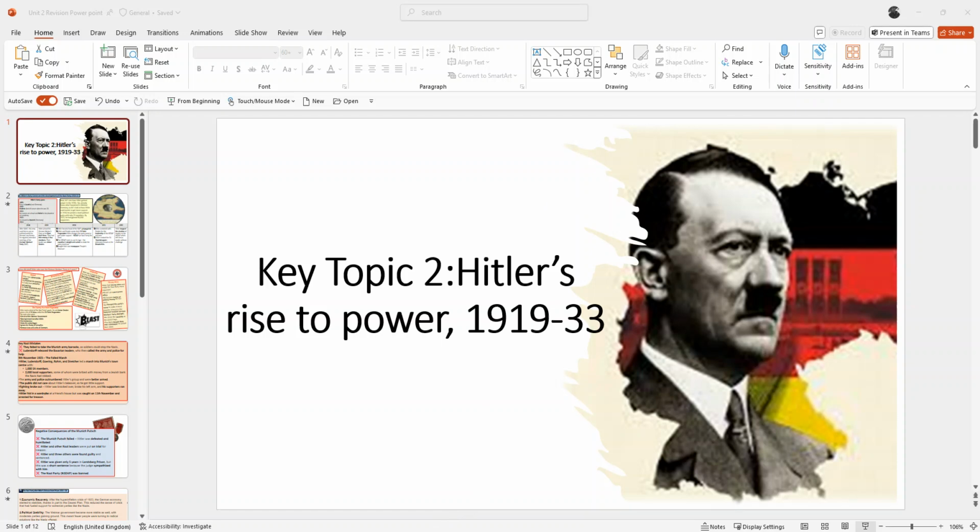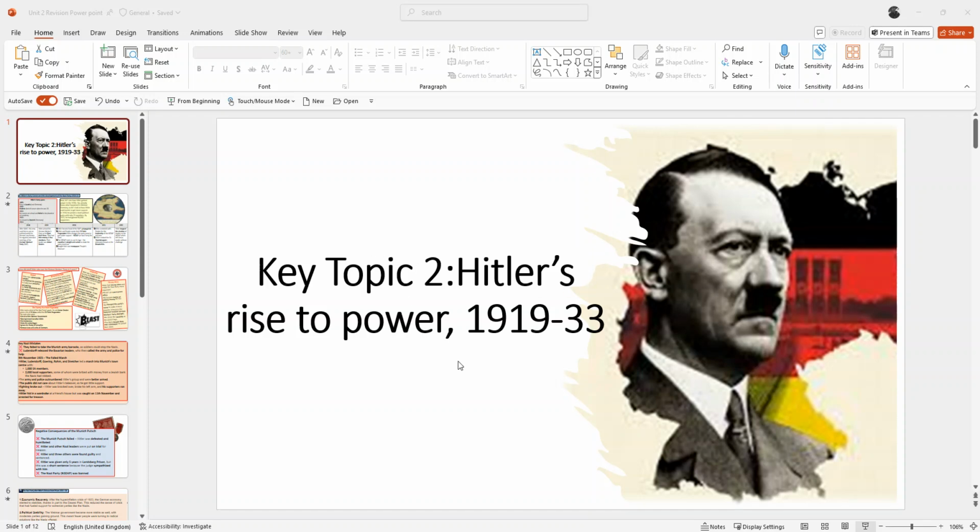How were groups affected by the crash, and how did they then come to support the Nazis? The unemployed: 1.3 million Germans unemployed. The government couldn't afford to give them any unemployment benefit, desperate. Hitler promised them bread and work. He also promised law and order in the streets to tackle crime. He promised to help Germany.